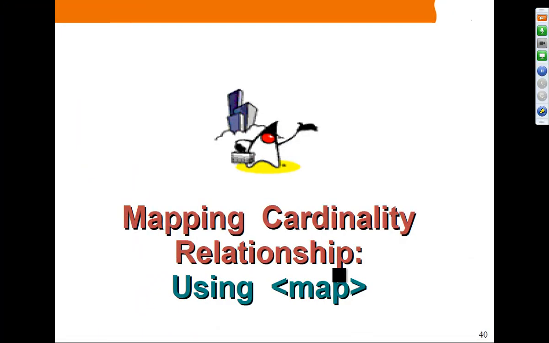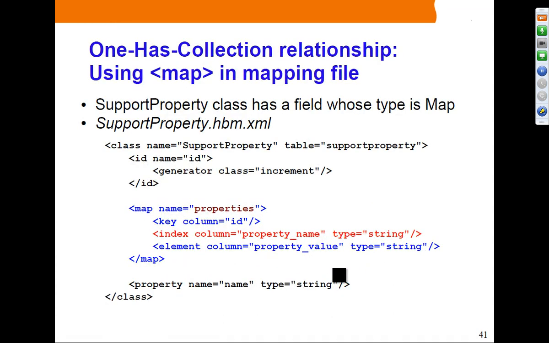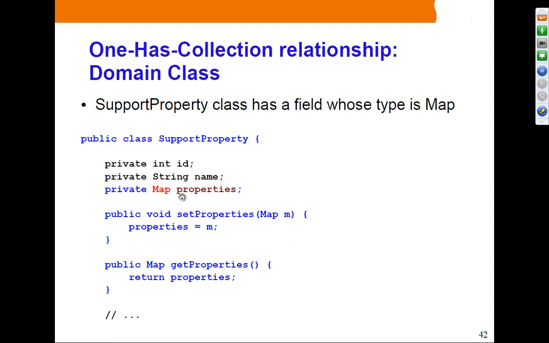Next is mapping a cardinality relationship using a map. You can actually use a map. In this case, we have the support property class, which has a properties property. This is the name of the class, and this is the name of the property inside the support property class. Here we are using a map element, and the map element could have an index. This is the property name as a string, and the element is the property value. So this is a kind of key value pair. Here we have a properties map, so it should have key value pairs.